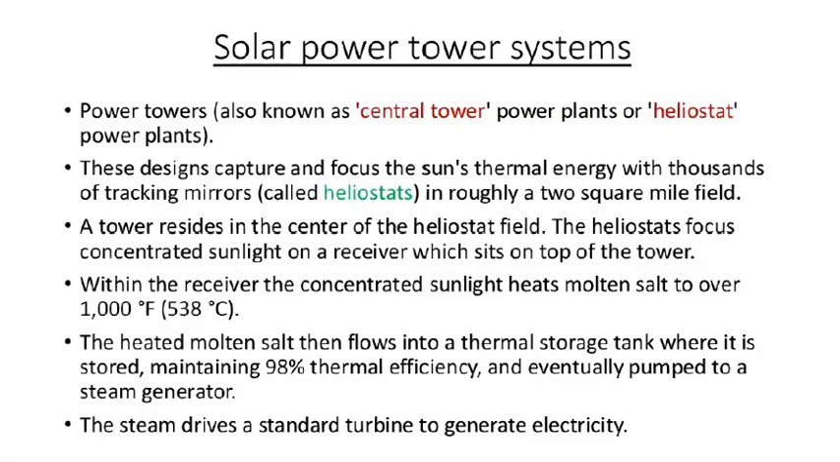Within the receiver, the concentrated sunlight heats molten salt to over 1000 degrees Fahrenheit or 538 degrees centigrade. The heated molten salt then flows into a thermal storage tank where it is stored, maintaining 98% thermal efficiency, and is eventually pumped to a steam generator. The steam drives a standard turbine to generate electricity. So finally, we can use two types of solar power tower systems: an open volumetric receiver with steam turbine cycle, and a pressurized receiver with combined gas and steam turbine cycle.